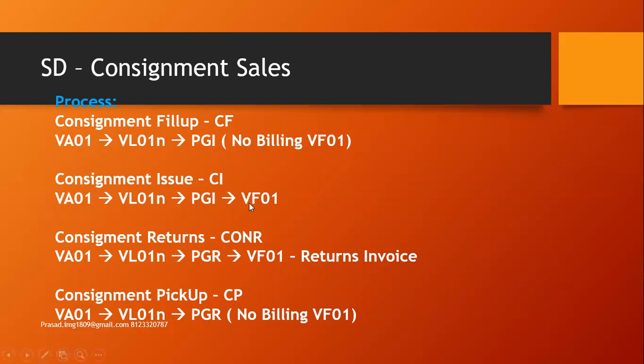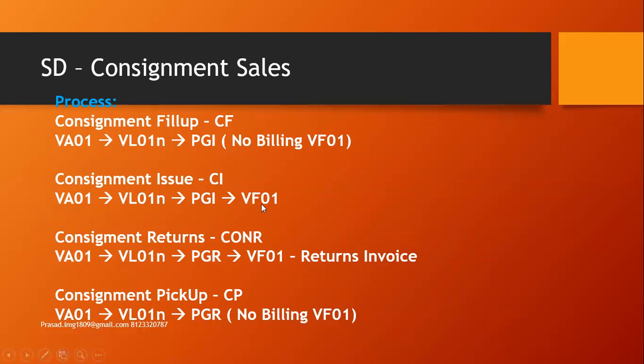Then once he consumes, we will do the consignment issue. For consignment issue, we will create a sales order, delivery document, PGI as well as billing document. Here accounting documents will be generated as usual for the standard business process, standard sales process.